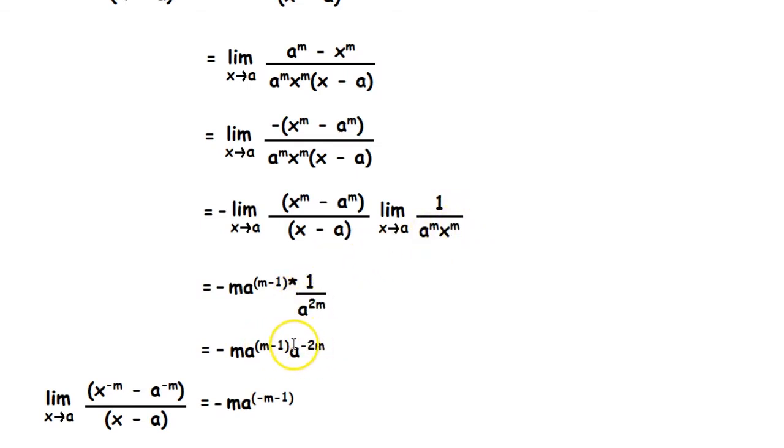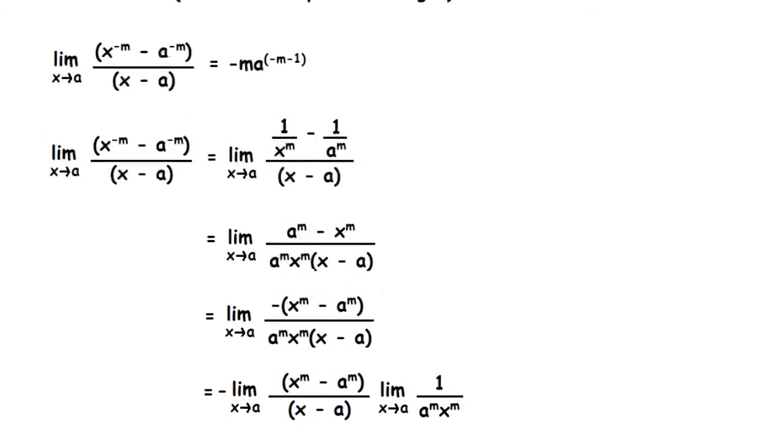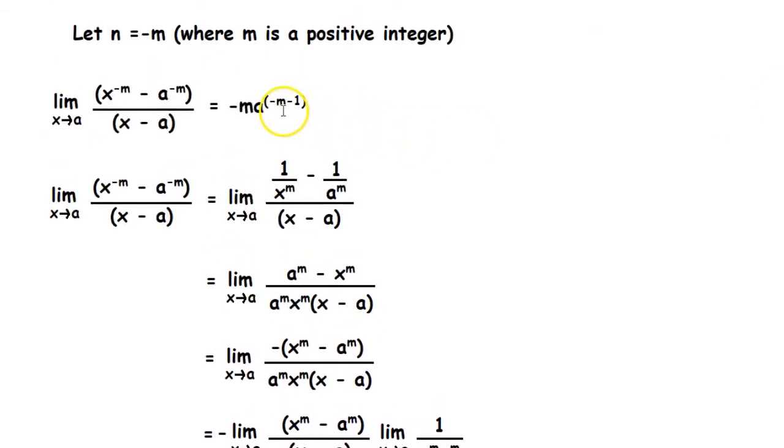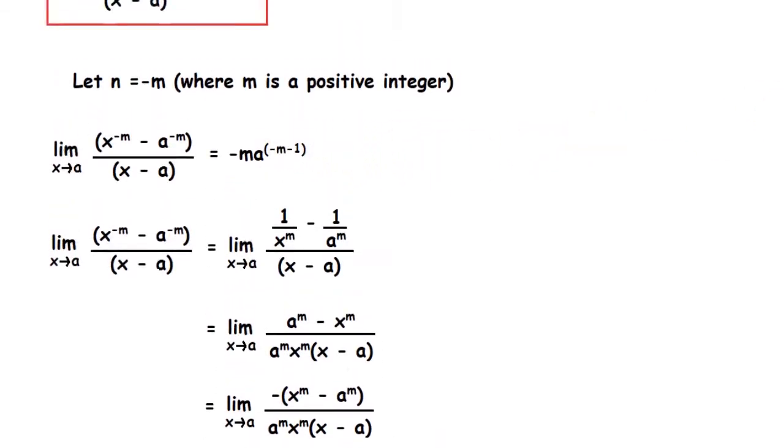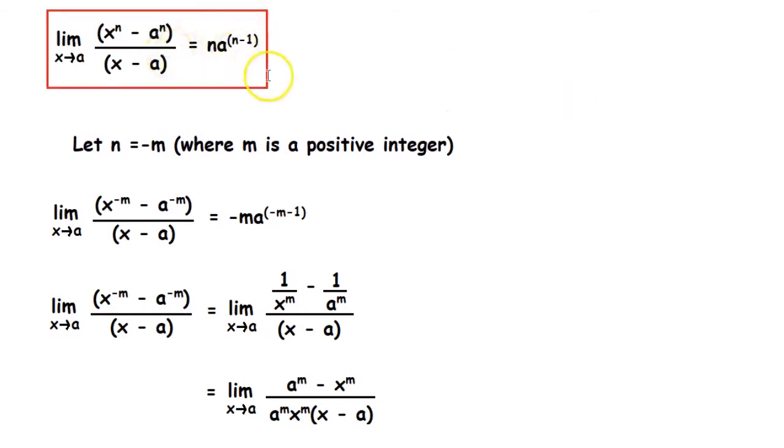So now later we can simplify this as minus m into a to the power m minus 1 into a to the power minus 2m. So our final one will be minus m into a to the power minus m minus 1. So this is the answer that we expected in the first case. So this means that this theorem holds true for negative values of n.